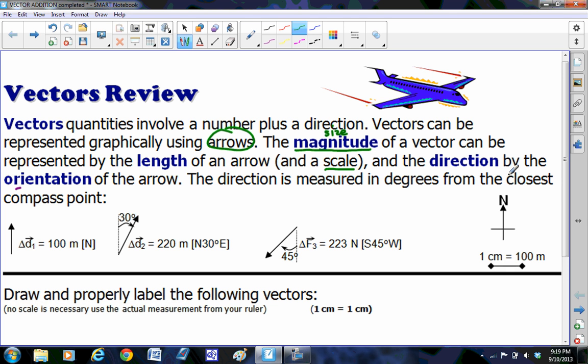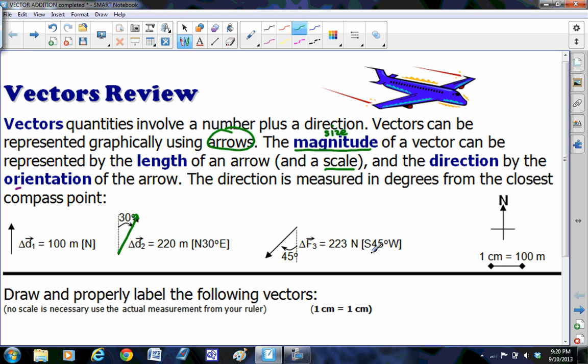So let's take a look at a couple of examples. In the first situation here, I've got a vector. This line segment, according to my scale, represents 100 meters, and it's going towards the north. So this is a vector going 100 meters north. Now this one over here, the length is representing 220 meters according to my scale. And I'm measuring the angle from the north. So this vector is going northeast. I'm going to figure out how far to the east I go. So when you're drawing this vector, it'd be north 30 degrees over to the east.